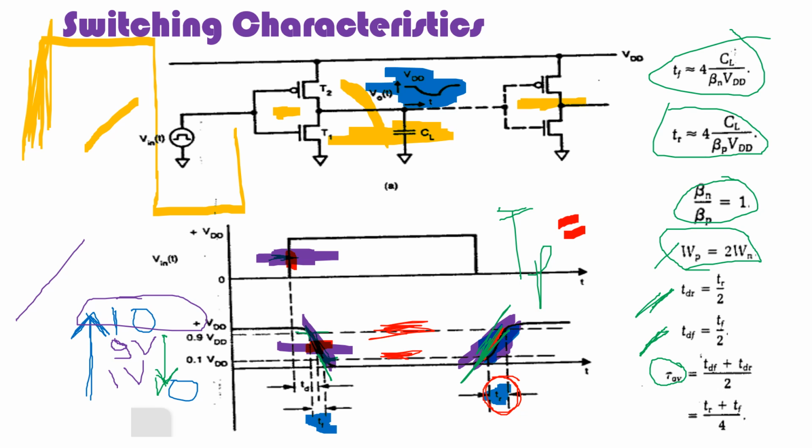So it is the time difference between the input and output waveforms when they are crossing 50%. When they are crossing 50%, it means the input is say 5 volts at this point, which is 50% of 10, and the output is 5 volts at this point, which is 50% of 10. So the time difference between input and output when they are at 50% is nothing but the propagation delay.